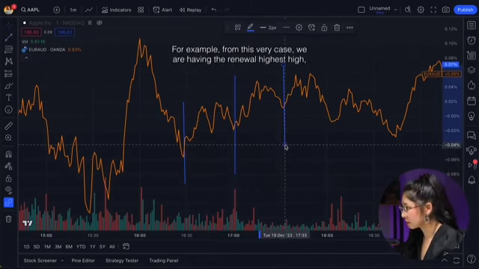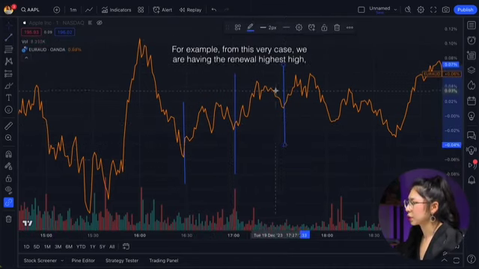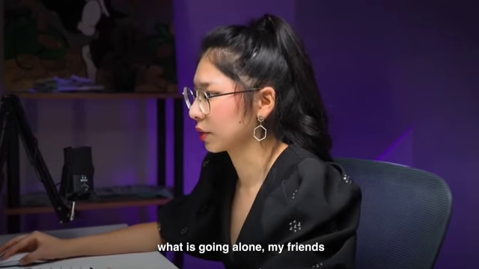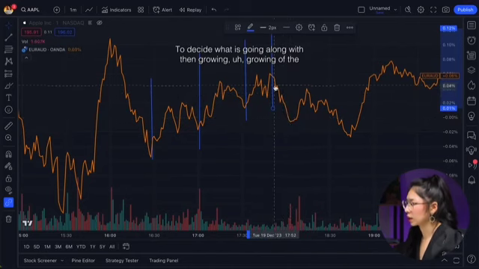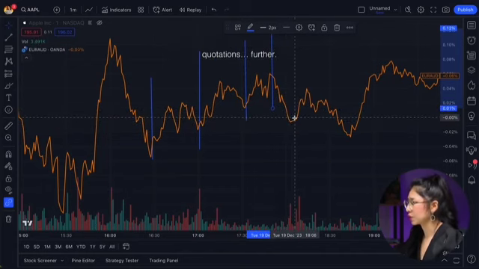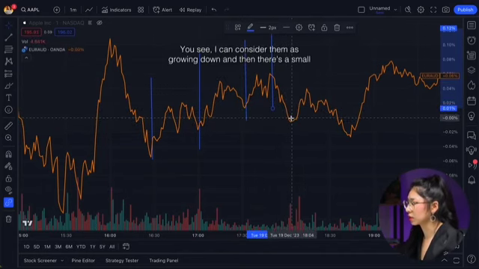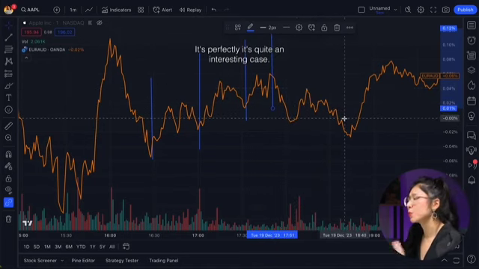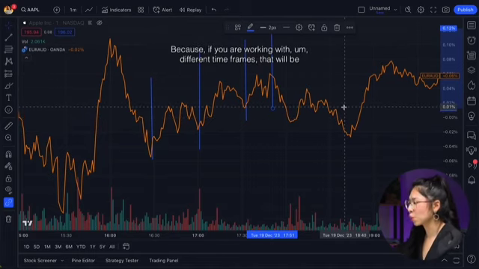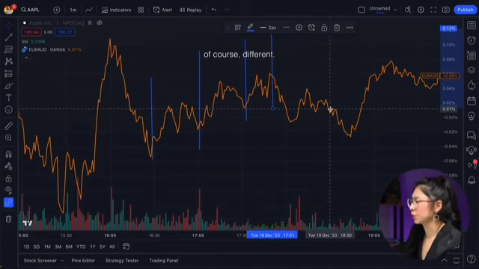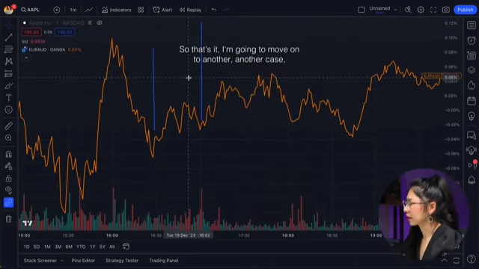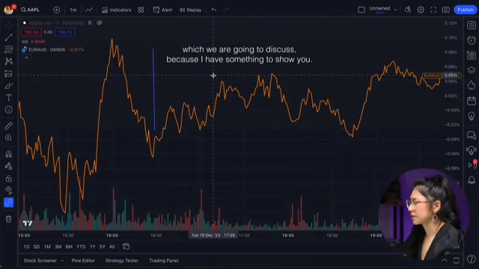For example, in this very case, we're having the renewal of the highest high, and you can draw the line from here and decide what is going along, my friends. To decide what is going along with the growing of the quotations further, you see I consider them as growing down, and then there's a small retracement back, and then again growing down, and so on and so on. It's quite an interesting case, because if you're working with different time frames, then it will of course be different. So that's it, and I'm going to move on to another case which we are going to discuss because I have something to show you.